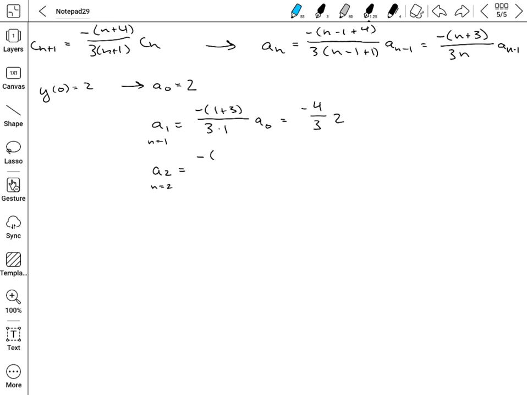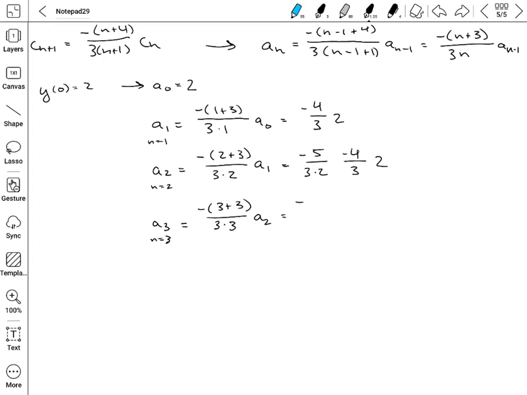It's going to be minus 2 plus 3 over 3 times 2 times a2 minus 1 is 1. So that's minus 5 over 3 times 2 times a1, which was minus 4 over 3 times 2. And then a3 is going to be minus 3 plus 3, because we're doing n equals 3, over 3 times 3, a2.